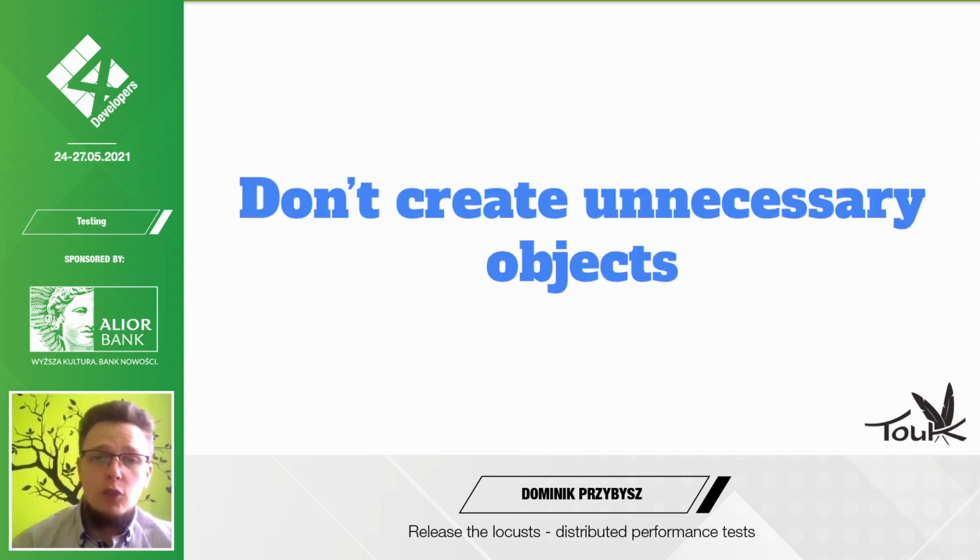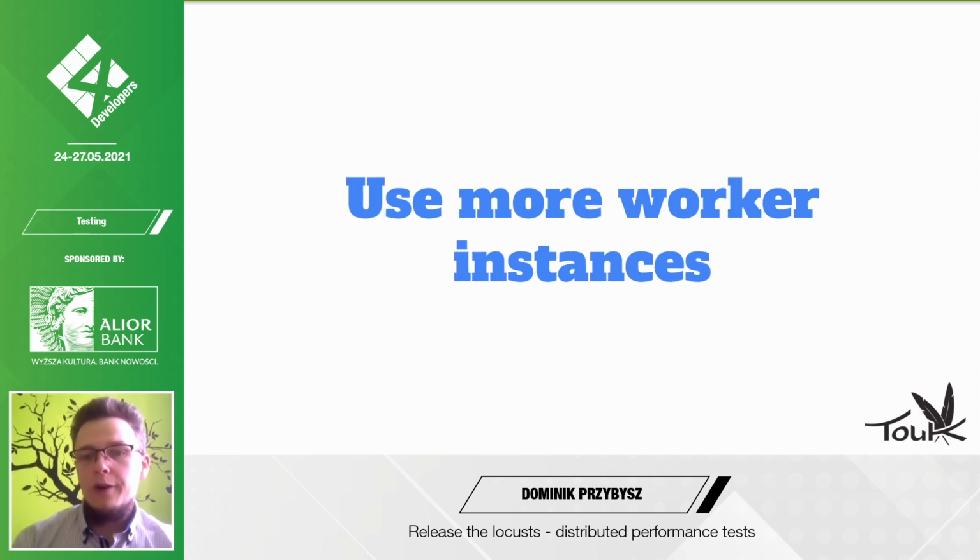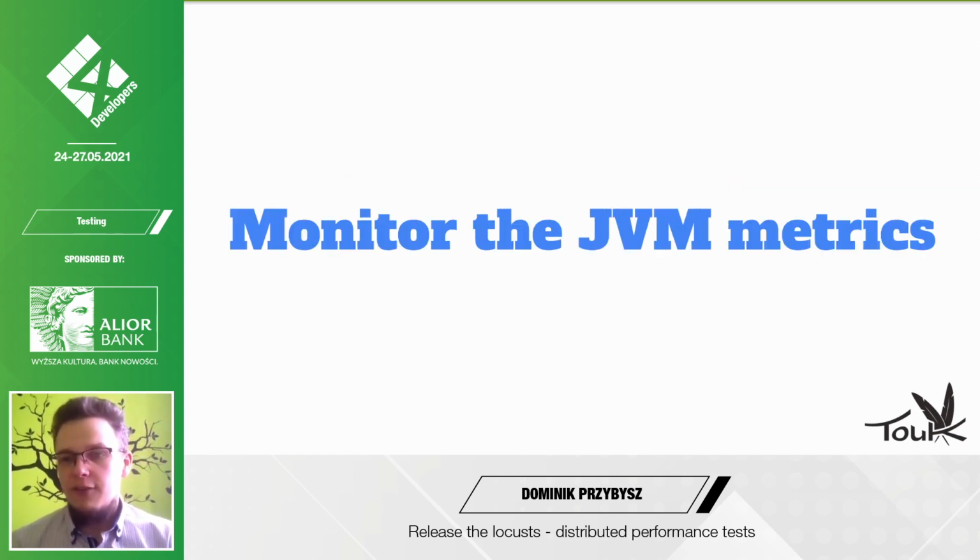To solve that problem, don't create unnecessary objects. Measure only the necessary part of your interaction with your tested system. Don't make critical sections too big. Use more worker instances to distribute the workload amongst more JVMs and be able to survive problems of one JVM. And constantly monitor JVM metrics of your workers, to check, when something appears in the result charts of master, whether it is a problem of your workers or a problem of your tested system.